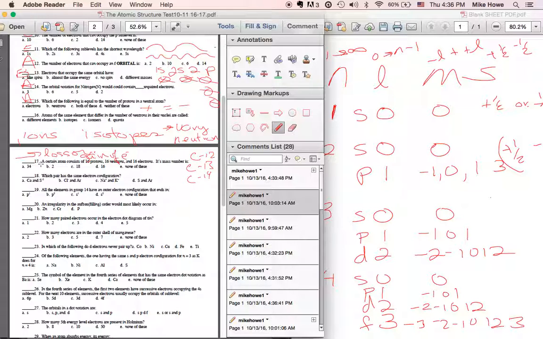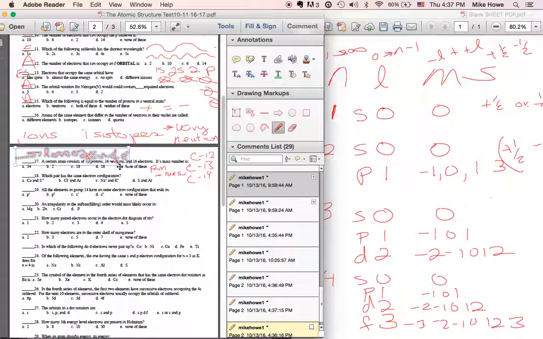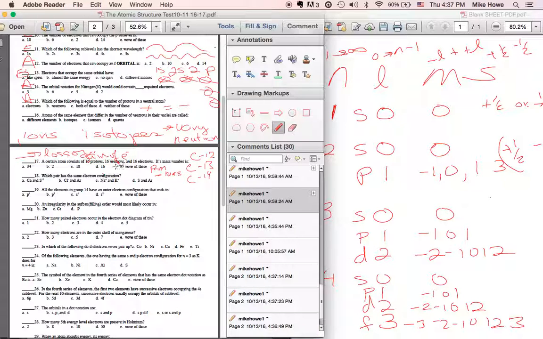That brings us to 17. A certain atom consists of 16 protons, 16 neutrons, 16 electrons. What's its mass number? Well, mass number is protons plus neutrons. So P plus N equals mass. So 16 protons and 16 neutrons gives us 32. 32 is not a choice. Best answer was none of those.